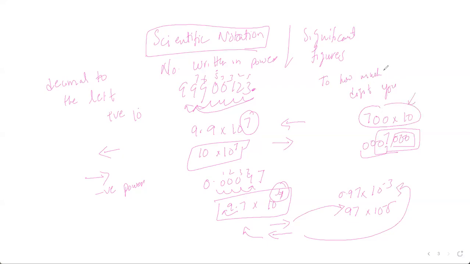So significant figures are basically, for example, this number has two significant figures. This number also has two significant figures. This has two significant figures. This number has 1, 2, 3, 4, 5, 6, 7, and 8 significant figures. So if you want further detail on scientific notation and significant figures, please comment down below so I can explain that further.